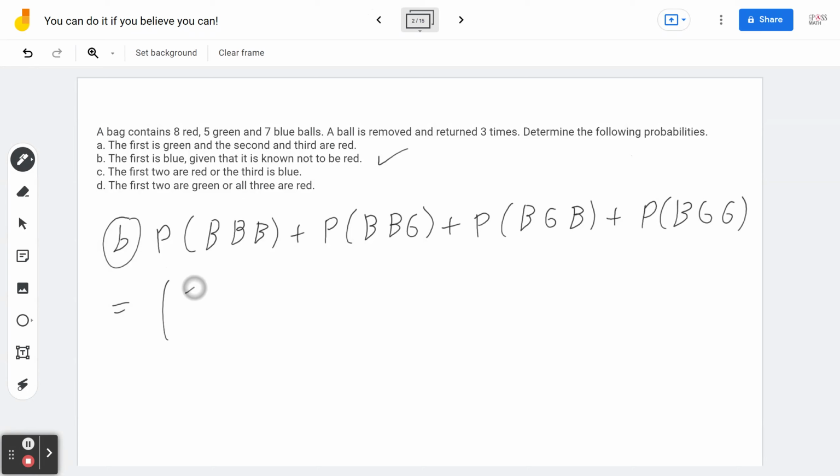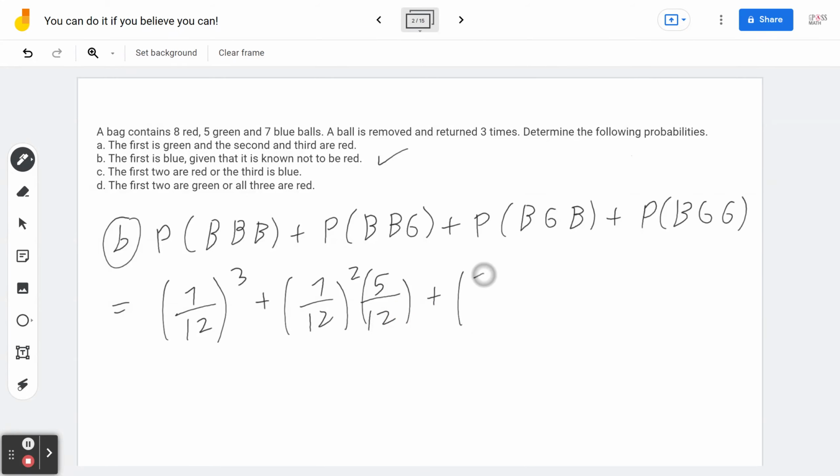If you think about this, it's going to be 7, not divided by 20, because that's not the right total. The new total is only out of 12, since none of them can be red. So it's going to be 7 divided by 12. Now, if you want to go faster, it's 7 divided by 12 times 7 divided by 12 times 7 divided by 12. So make this a cube. Same idea. If the first one's blue, the second one is blue, the last one's green. Green means it's going to be 5 divided by 12.